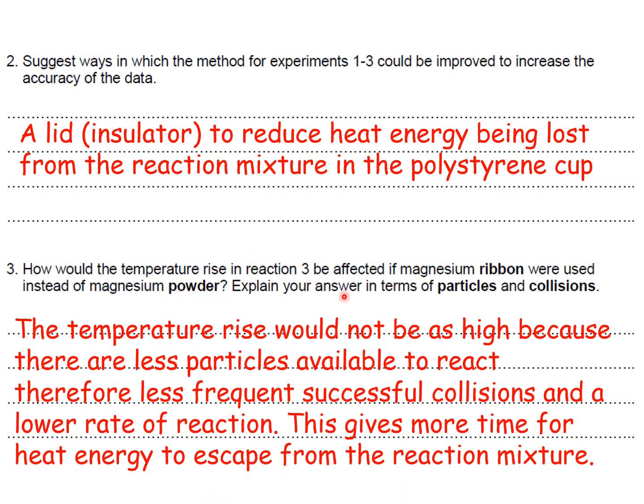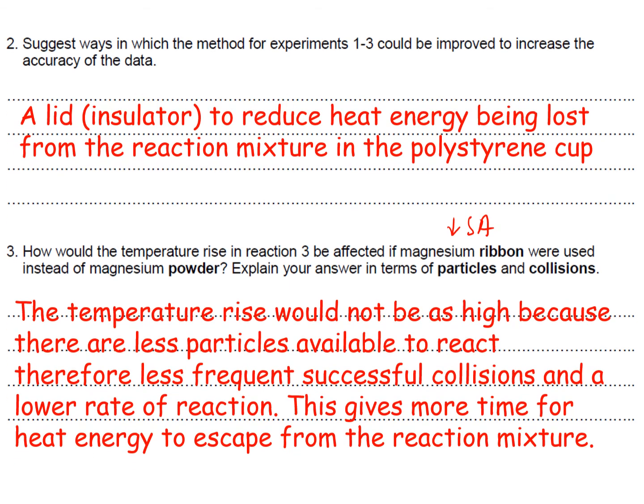And so how does the temperature rise in reaction 3? How is that affected if magnesium ribbon was used instead of magnesium powder? Now, magnesium ribbon has a smaller surface area, so that means there's less particles exposed. So less particles exposed, therefore there's going to be less frequent successful collisions and a lower rate of reaction. So this gives more time for heat energy to escape from the reaction mixture. Although there's insulators around, the insulators don't stop or prevent it, they just reduce it.